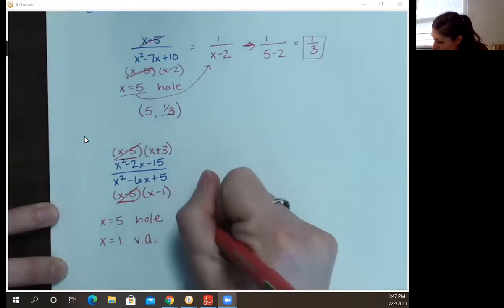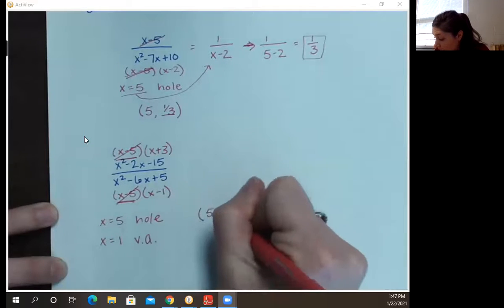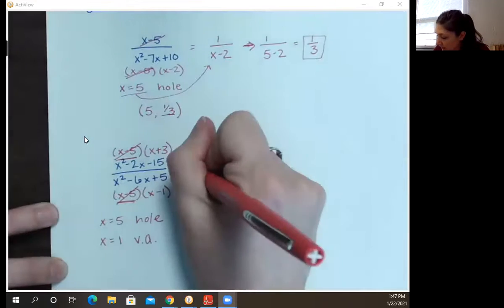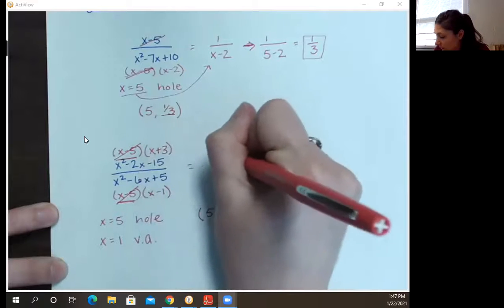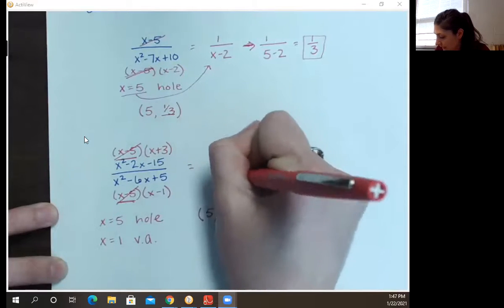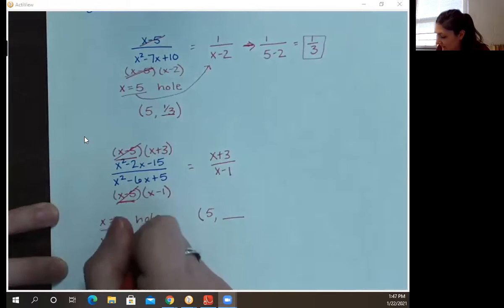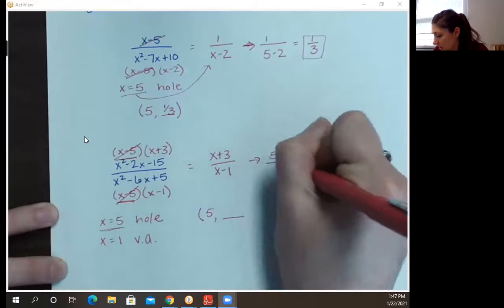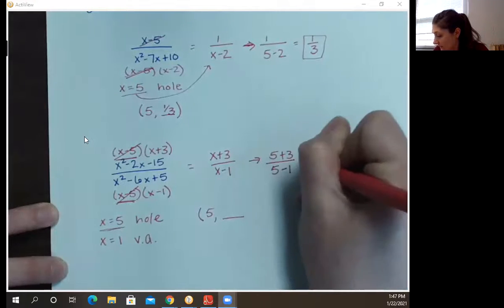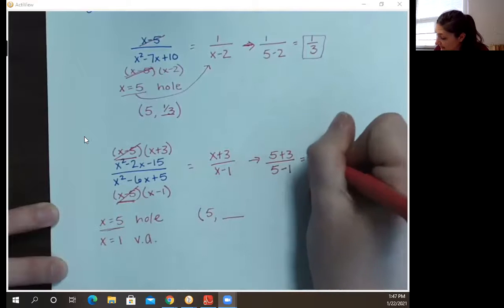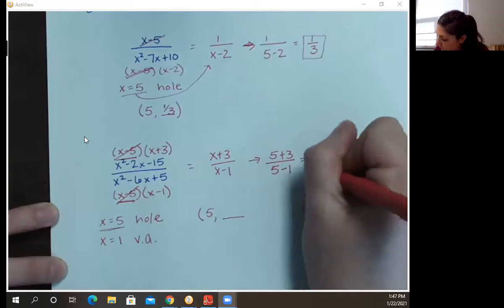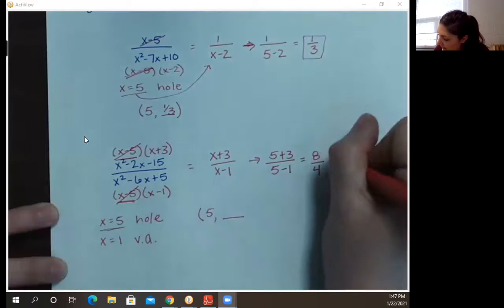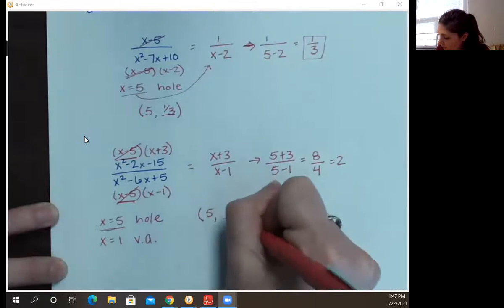And then to figure out that coordinate, (5, what), I'm going to take this reduced version of my polynomial and plug in that x value for my hole. So this would be (5 plus 3) over (5 minus 1). So that would give me 8 over 4, and we would get 2 there for that y value.